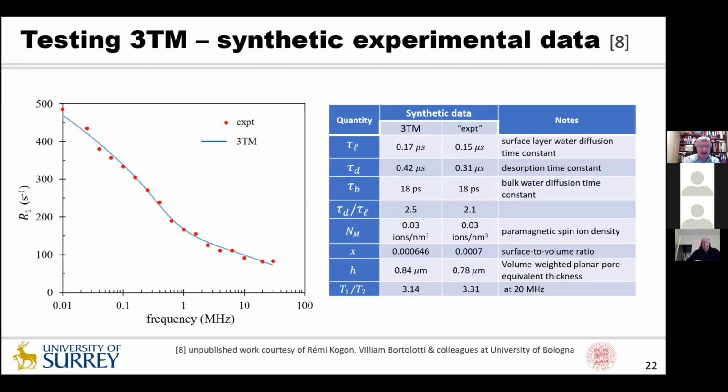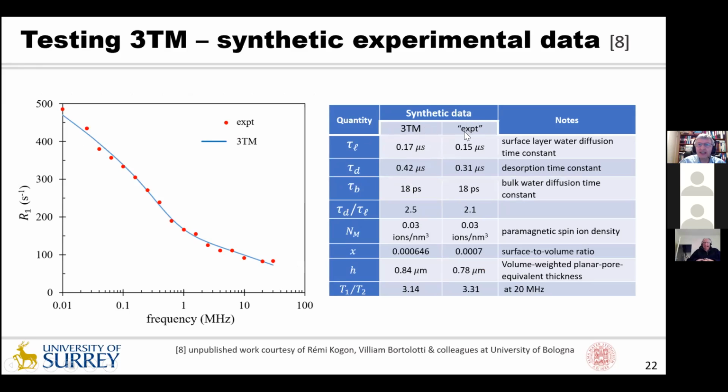Just before we move on, I just want to acknowledge some excellent work by Remy and William once again. They were anxious to understand, quite rightly, how good or bad the 3-tau model was in dealing with scatty data. So we took a 3-tau M curve with known parameters, added some white noise, some scatter to the data, and then refitted it using the 3-tau model.